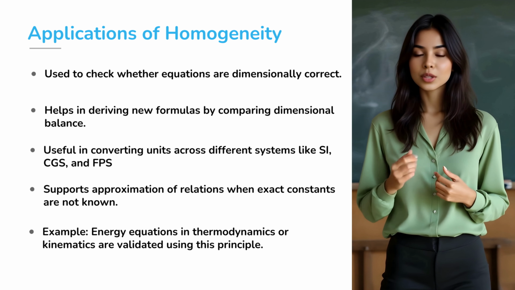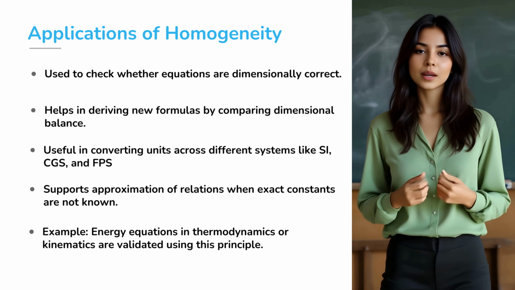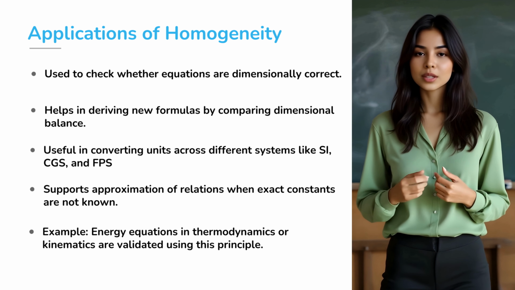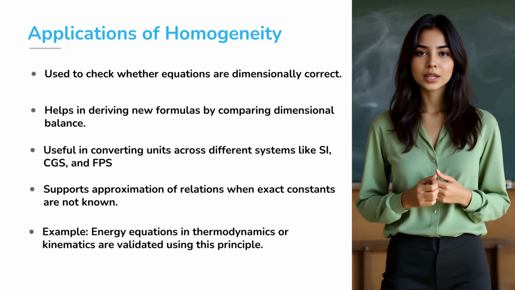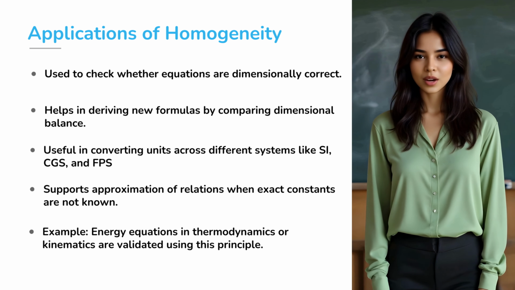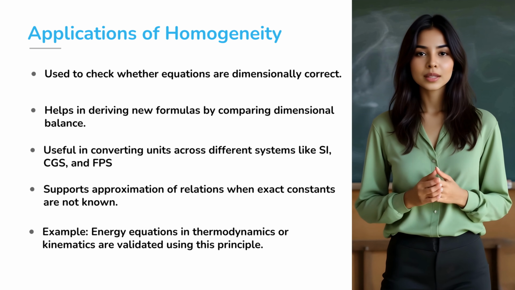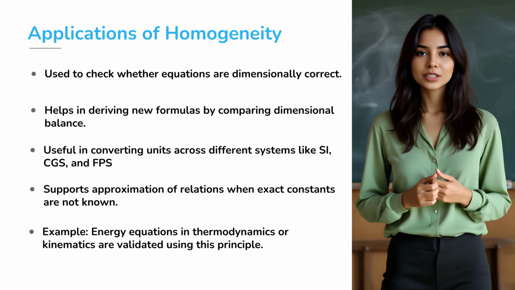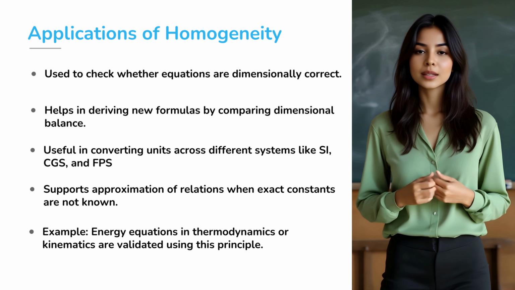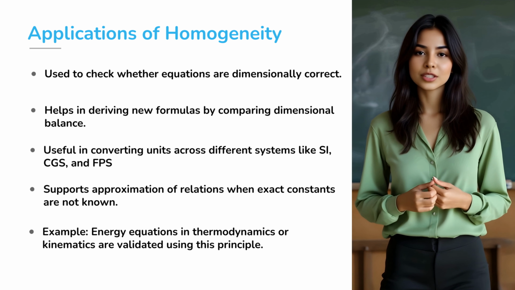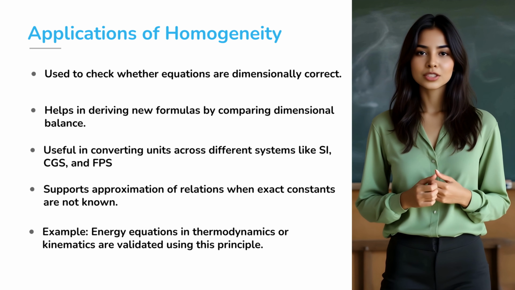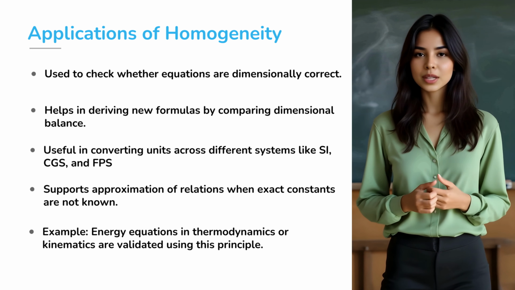We use it to check whether equations are dimensionally correct, a powerful exam trick to verify your answers. It also helps us derive unknown formulas. By ensuring dimensional balance, we can figure out relations between quantities even without knowing all constants. It's useful in converting units between systems, like from SI to CGS. And most importantly, it allows us to approximate new relations in physics. For example, energy equations in thermodynamics or kinematics often rely on dimensional checks.